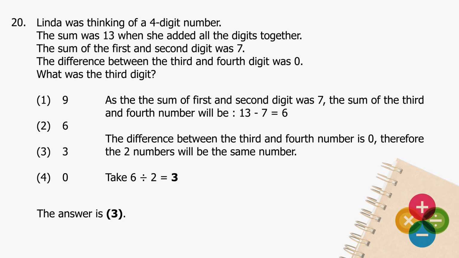As the sum of the first and second digit was 7, the sum of the third and fourth number will be 13 minus 7, and the answer is 6. The difference between the third and fourth number is 0. Therefore the third and fourth number will be the same number. Take 6 divided by 2 and the answer will be 3. The answer is 3.